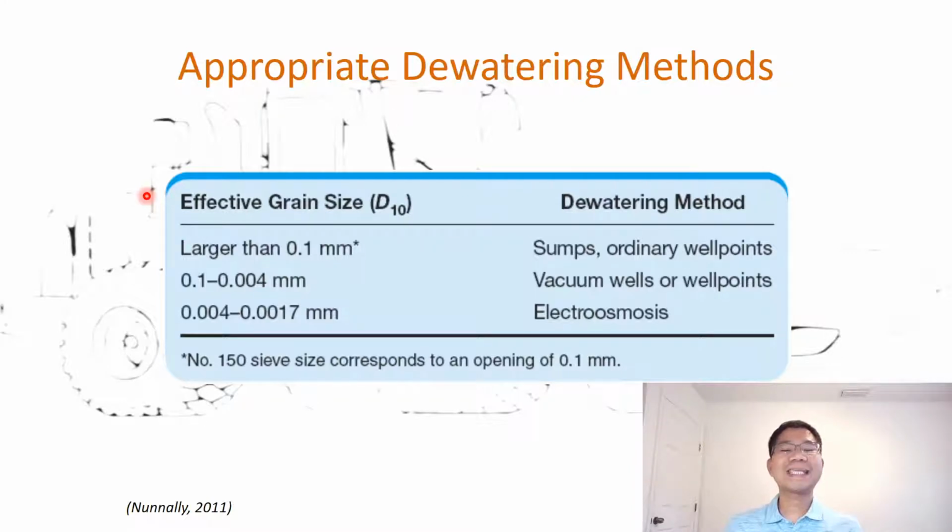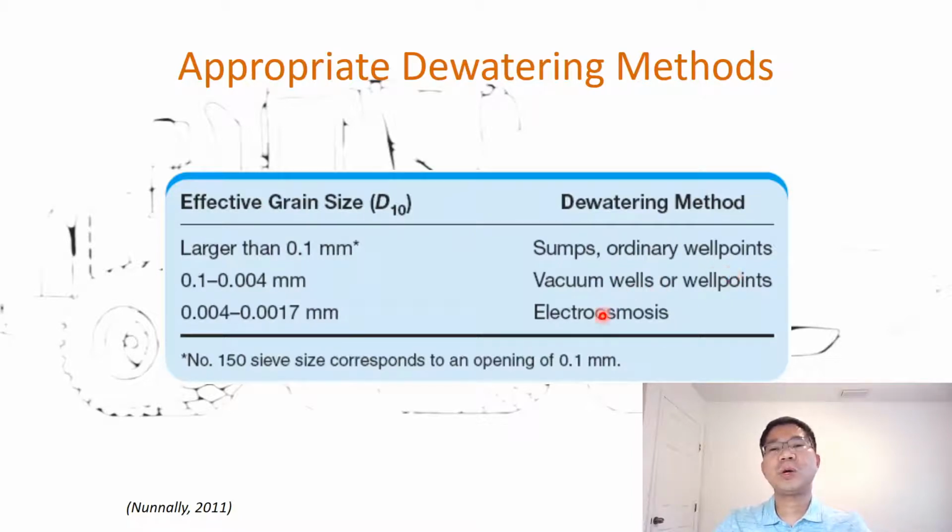If the effective grain size is larger than 0.1 millimeter, then we can use the sump or ordinary well points. If the effective grain size D10 is 0.1 to 0.004 millimeter, then we use vacuum wells or well points. And if it's even smaller, 0.004 to 0.0017 millimeter for the effective grain size, we have to use electroosmosis to dewater.